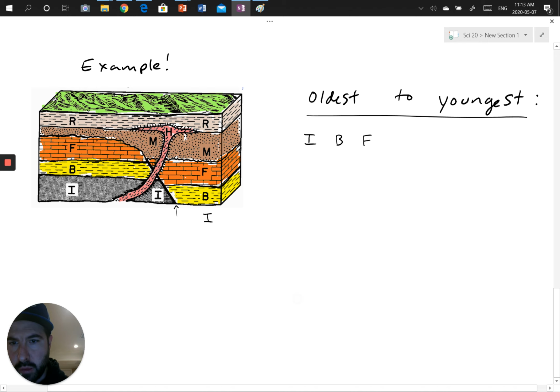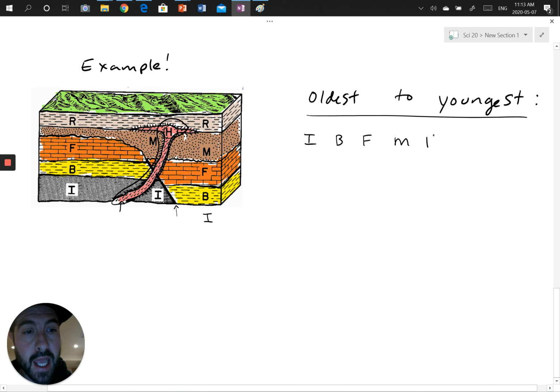Then after that earthquake or whatever happened, it looks like layer M was built on top of that. And then on top of that, we see layer H here. And layer H, even though it exists all the way down here, we know that it was an intrusion that cut through all these other layers of rock. And so H has to be younger than M, F, B, and I. It has to be younger than anything that it cut through.